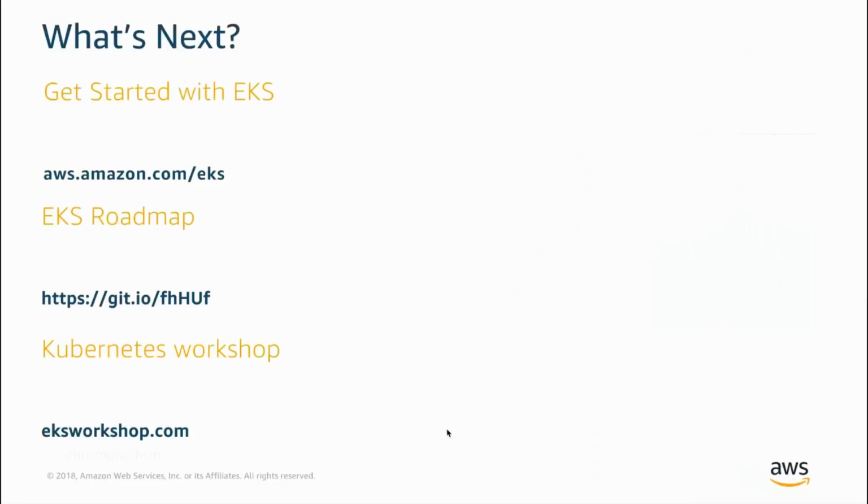What's next? If you want to get started, check out aws.amazon.com/eks for our Getting Started guide. If you're interested in taking a look at the EKS roadmap and where we're going with the service, we have a fully public roadmap on GitHub that you can influence by filing issues and commenting on existing issues. Or if you'd like to deep dive into how to run containers and applications on EKS, we have a wonderful workshop at eksworkshop.com. Thanks.